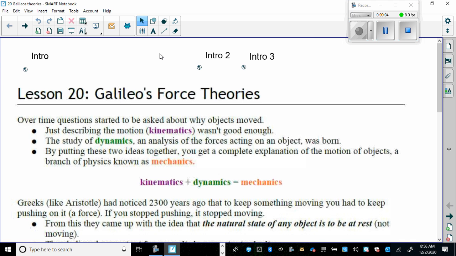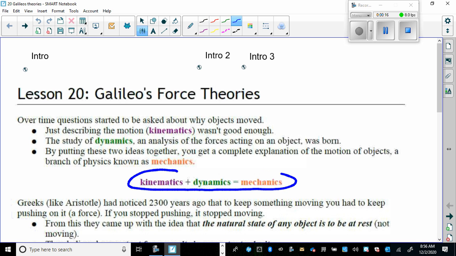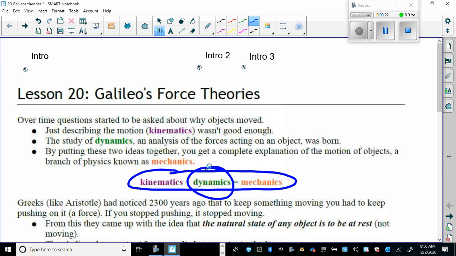Right, welcome to Unit 2. Unit 2 on dynamics, or really forces. First thing you'll notice here is that the combination of kinematics and dynamics makes up the field we call mechanics. So this unit is all on dynamics, in other words, forces.